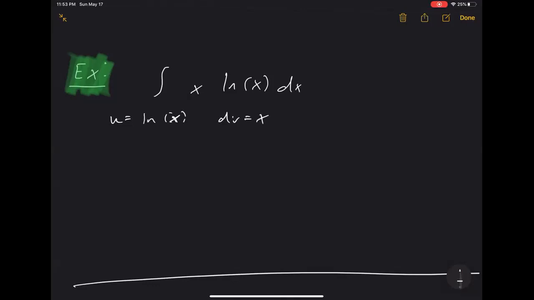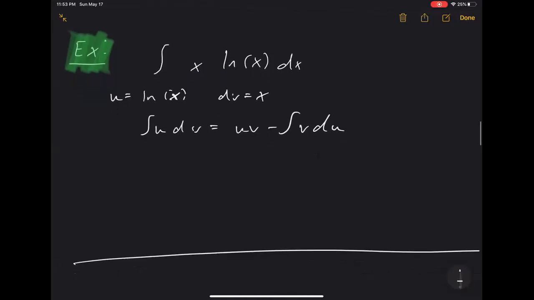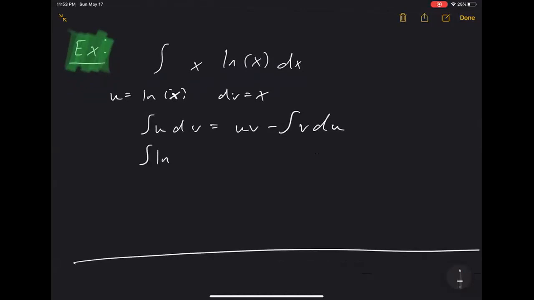Okay, so remember our formula. We have the integral of u dv equals uv minus the integral of v du. So what I have is ln of x is our u and x is our dv.